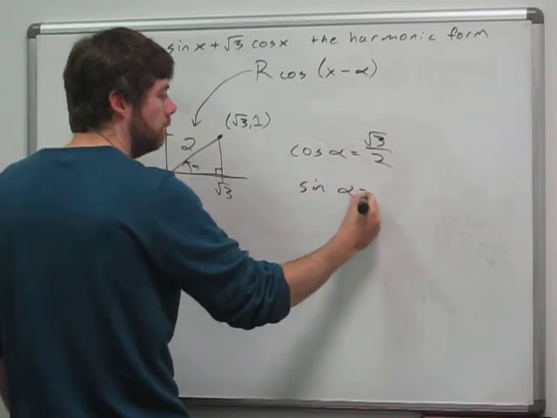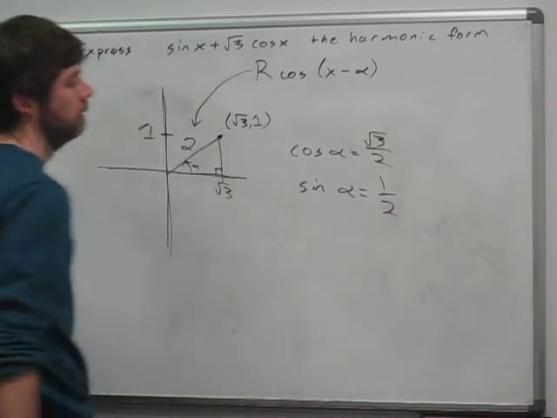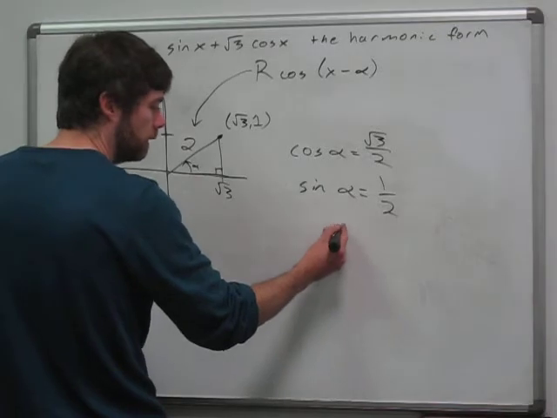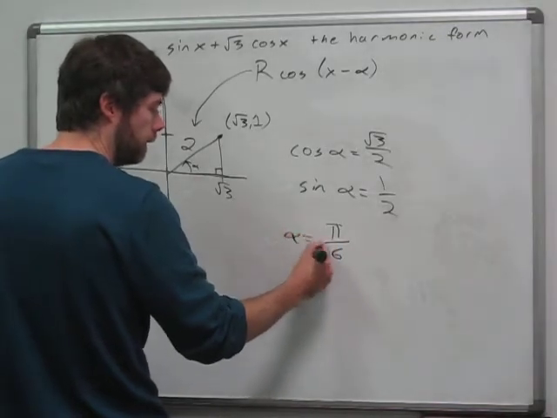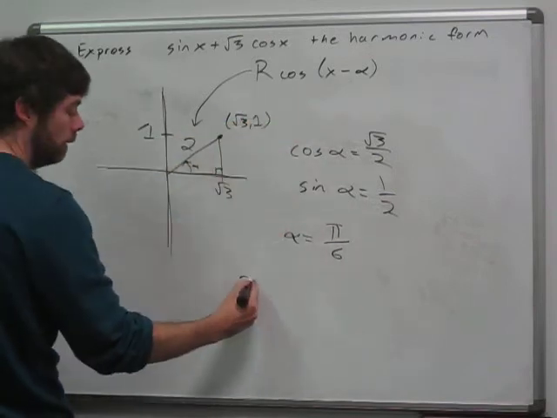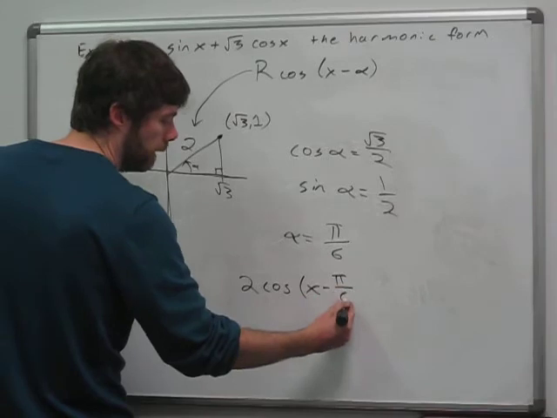Sine of alpha is going to be the y-coordinate over the hypotenuse. And what's an angle alpha satisfying cosine alpha equal to radical 3 over 2, sine of alpha equal to 1/2? Well, pi over 6 is certainly an angle that does it. So our harmonic form, 2 cosine x minus pi over 6.